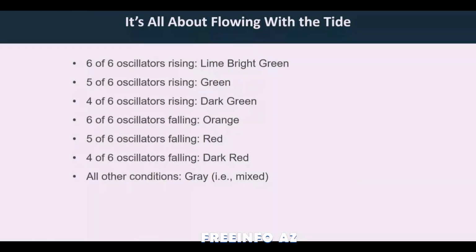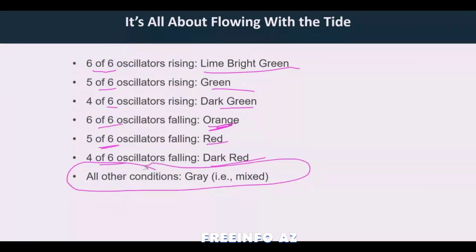This slide here tells you what all this means. If there's 6 out of 6 oscillators that are rising, you're going to have bright lime green. If there's 5 out of 6, it's going to be green. And 4 out of 6 is going to be dark green. If 6 out of 6 are falling, it's going to be orange. You can change that to red if you want. 5 out of 6 is going to be red, and 4 out of 6 is dark red. Any other condition is going to be gray.